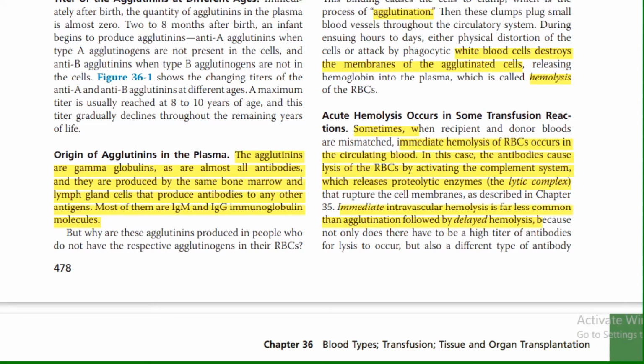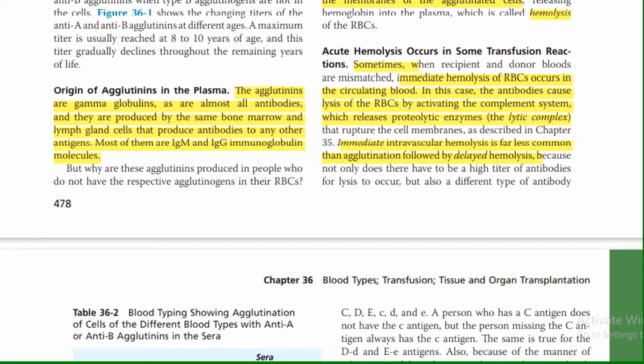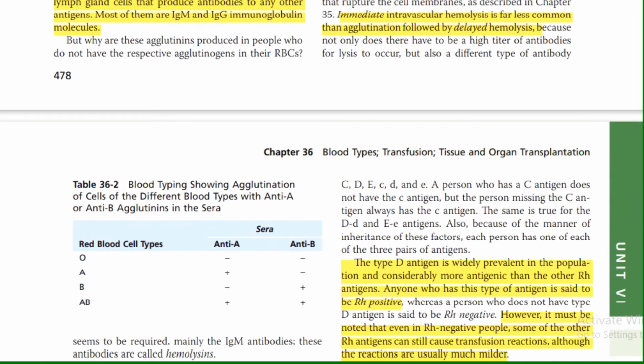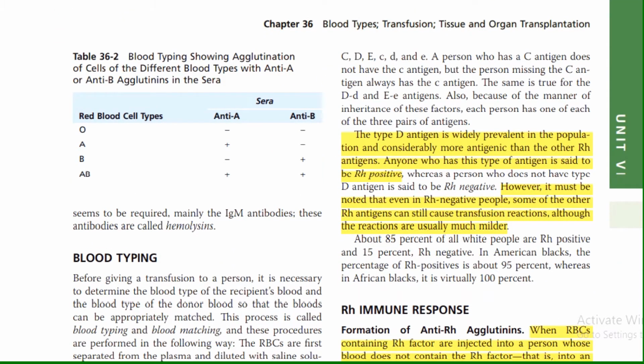Acute hemolysis occurs in some transfusion reactions. Sometimes immediate hemolysis of RBCs occurs in circulating blood. In this case, antibodies cause lysis of red blood cells by activating the complement system, which releases proteolytic enzymes. This is the lytic complex which will rupture the cell membrane. Immediate intravascular hemolysis is far less common than agglutination followed by delayed hemolysis, because not only does there have to be a high titer of antibodies for lysis to occur, but also different types of antibodies seem to be required.